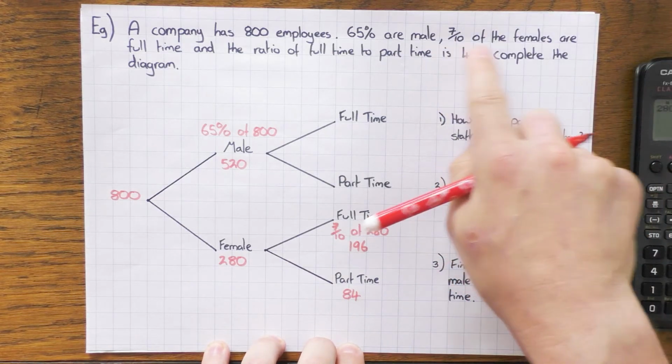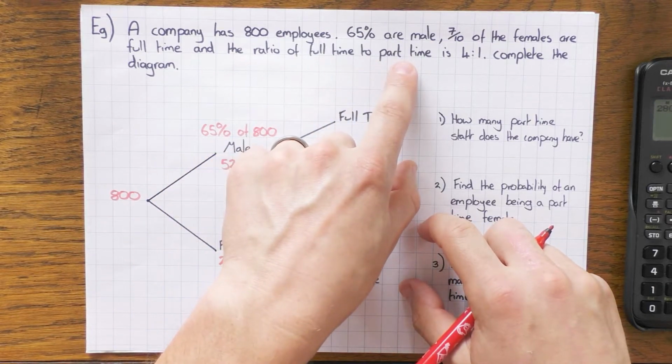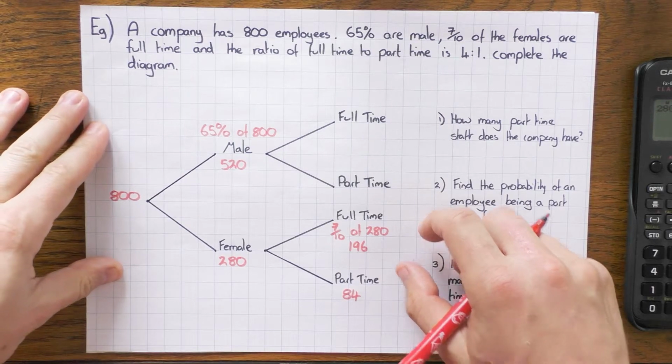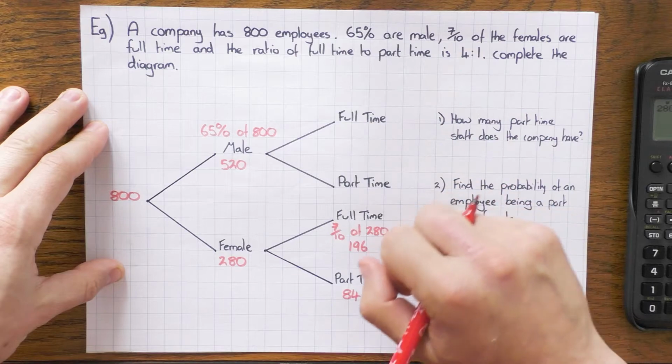Okay, so that's that bit done. The ratio of full-time to part-time is 4:1. So this time we have a ratio bit. And whenever you do ratio, hopefully you've checked out my ratio video already. But when you do ratio, we draw a table.